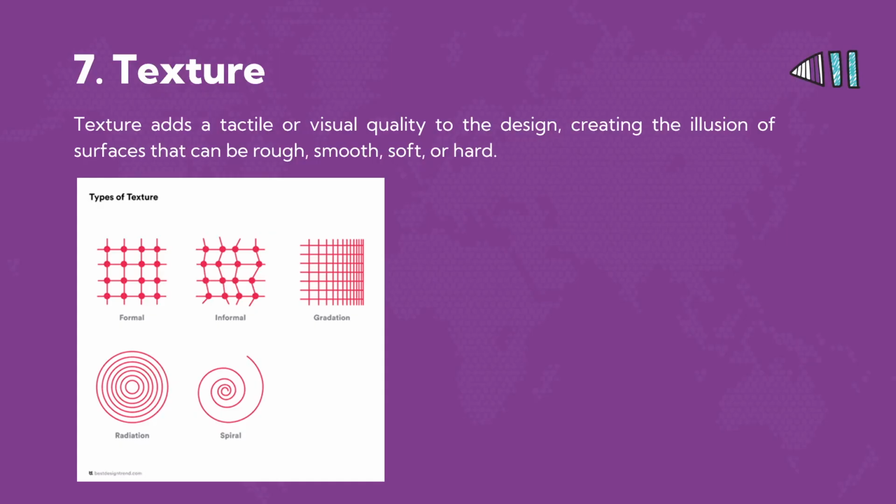We have texture. Texture adds a tactile or visual quality to the design, creating the illusion of surfaces, which can be rough, smooth, or hard. So basically, those are the 7 elements of design.